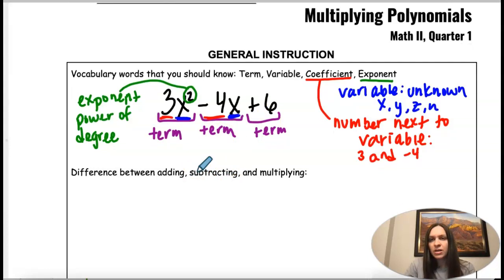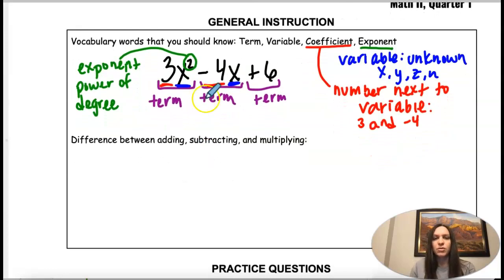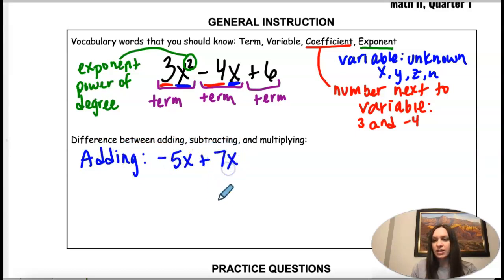Another thing, when we're multiplying polynomials, we really need to be familiar with the rules of adding, subtracting, and multiplying. So think about when I'm adding, say I'm adding like negative 5x plus 7x. If I'm adding those, the only number that changes is the negative 5 plus 7. So my answer would be 2x.